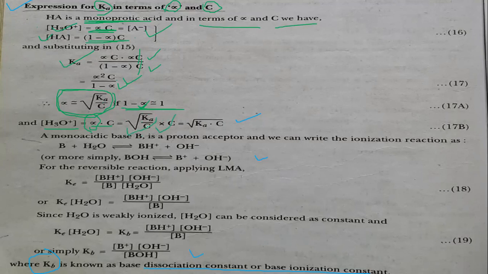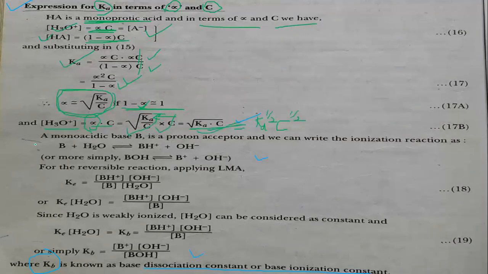When this C goes inside the square root, it will become square. So, C gets cancelled and only one C is left here, C to the half. If you take this outside, you can write it as K raised to 1/2 and C raised to 1/2. This is how the equation is, but you just remember this.